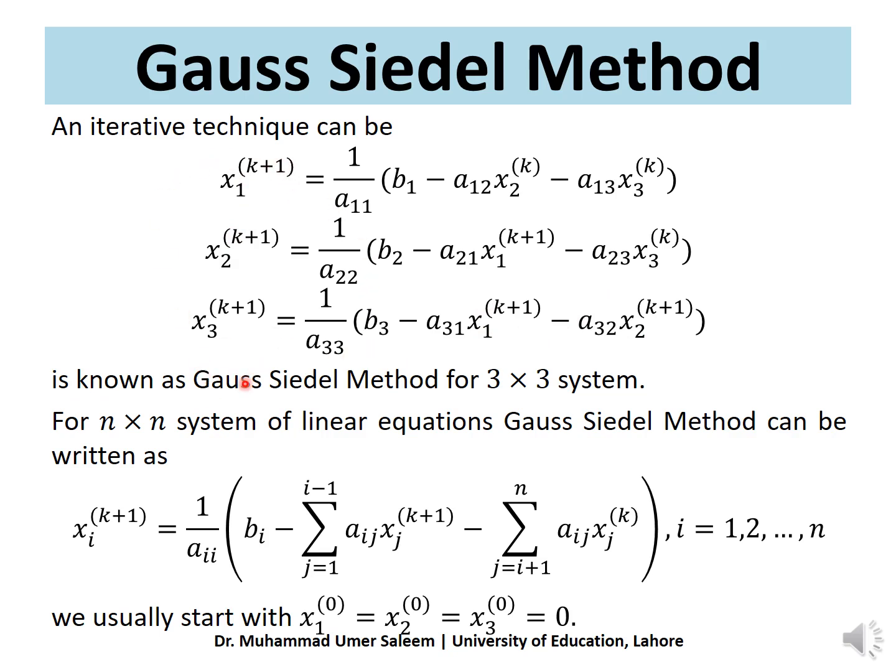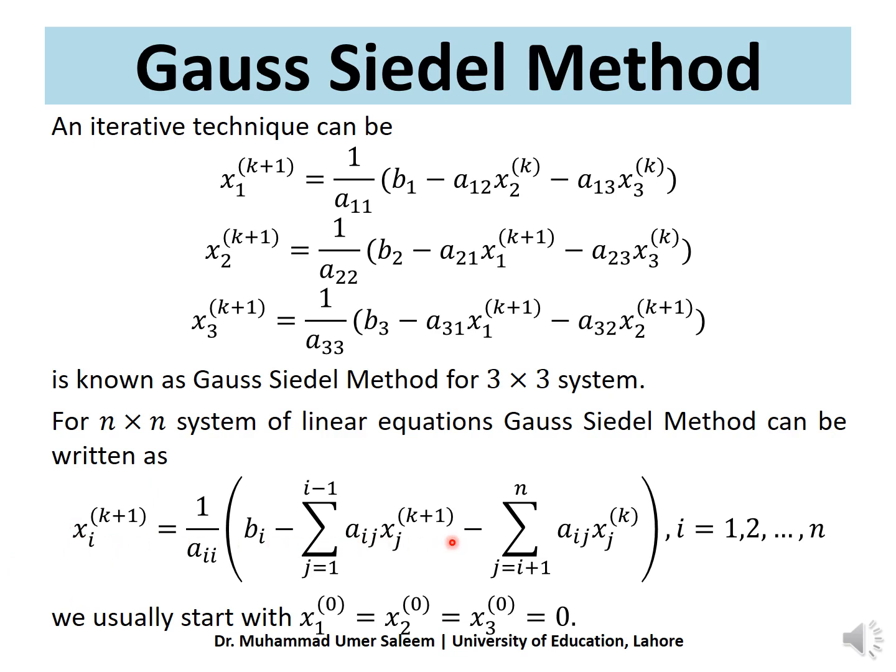Now this is for a 3 by 3 system. So I am here writing this for an n by n system of linear equations. The Gauss-Seidel method for an n by n system will be written in this form. Here xi is the ith unknown, where i can be 1, 2, 3 up to any n, at the (k+1)th iteration. We will be dividing this summation into two parts. When i is equal to j, this will be the diagonal entry, so this is on this side.